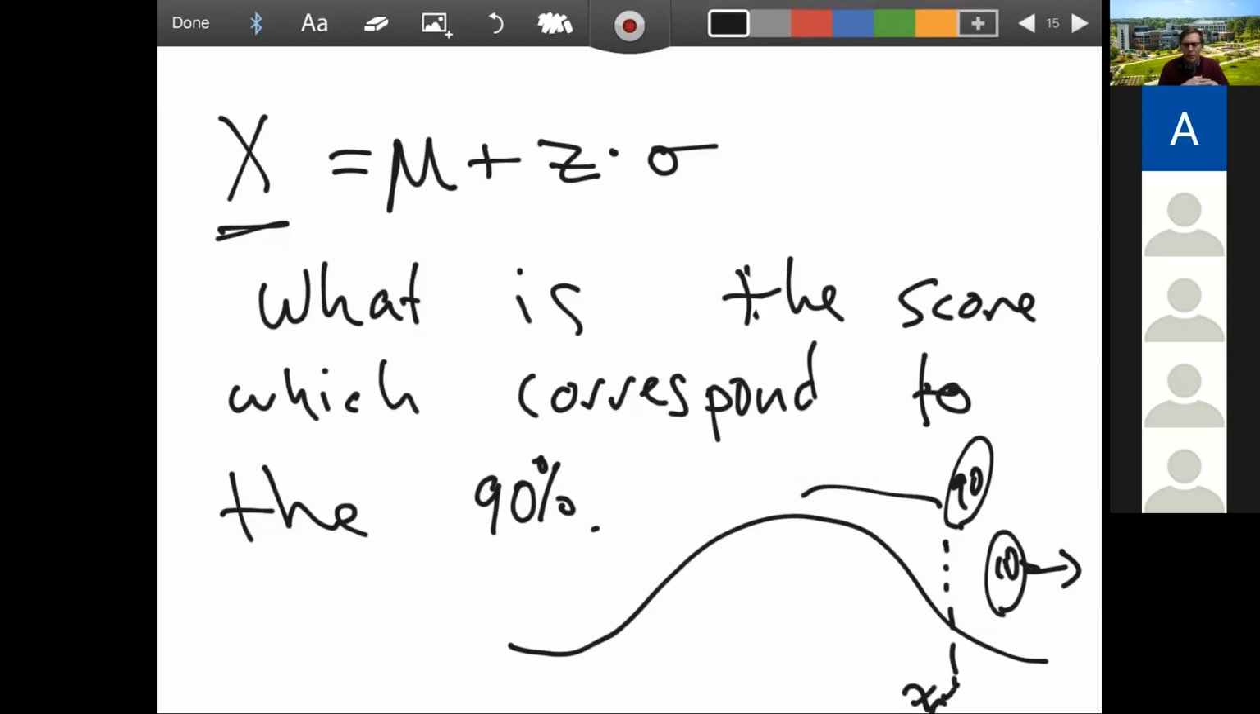Is that table something we have to put on the cheat sheet? You mean the unit normal table? No. I will give you relevant sections of that unit normal table on the exam.